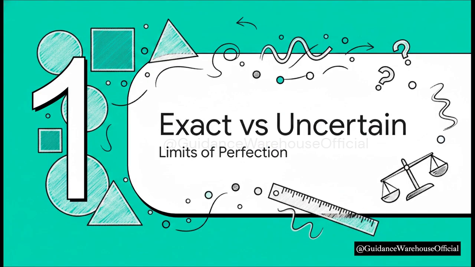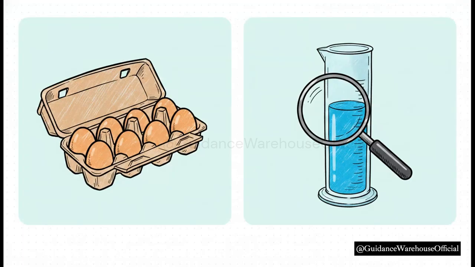Let's kick things off with Section 1, exact versus uncertain numbers. And to start, I want to pose a fundamental question to you. Think about this. Can numbers and measurements ever truly be perfect? Well, to answer that, we really need to look at the contrast between counting something and measuring something. Think about grabbing a standard carton of eggs from the grocery store. If we count them, we get 12.